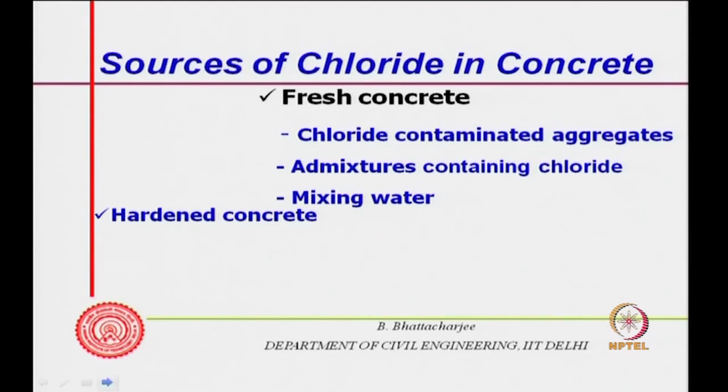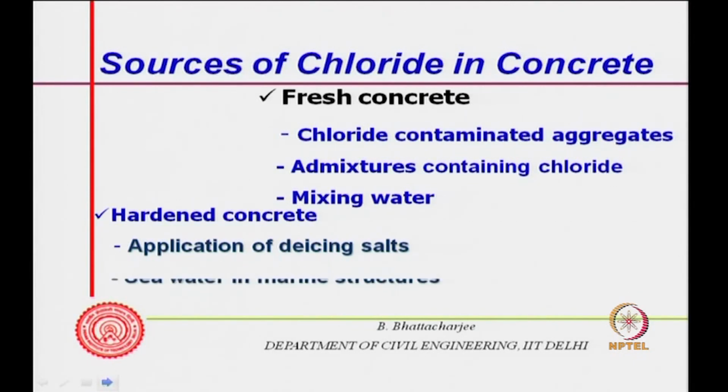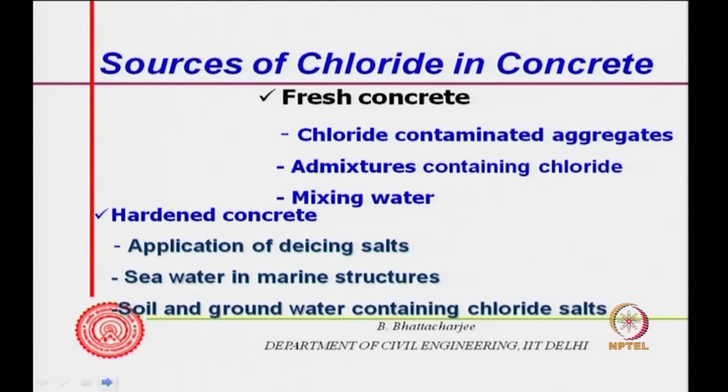And then in hardened concrete, of course, chloride can come from outside. De-icing salts, that is very common in Europe, developed northern countries, Europe or United States of America. Chloride salts were used as de-icing salts. Seawater or marine structures, we have discussed this earlier, and soil and groundwater containing chloride salts. So, these are sources of chloride. These are called internal chloride, and these are external chloride which will come through ingress.